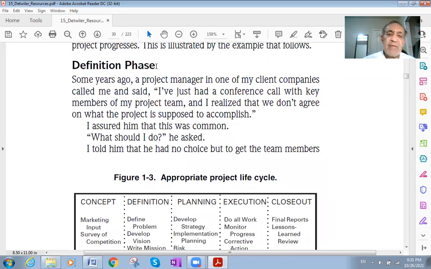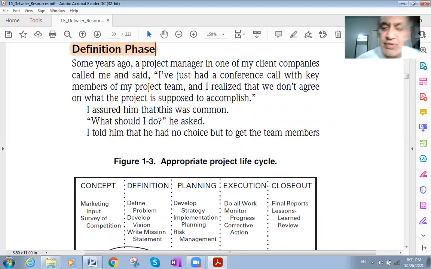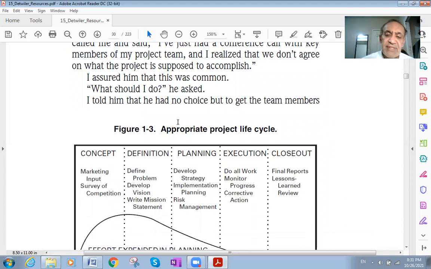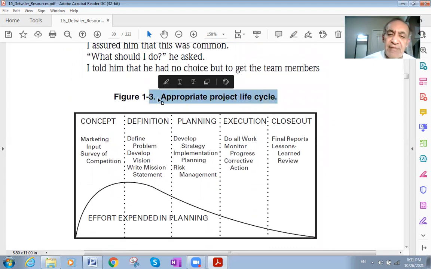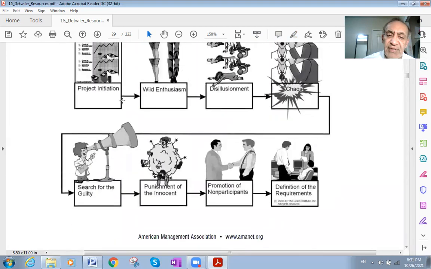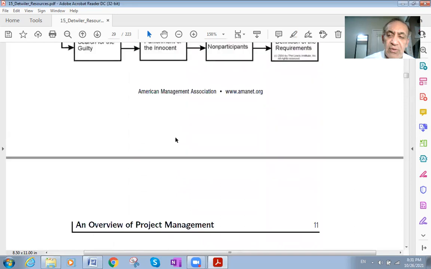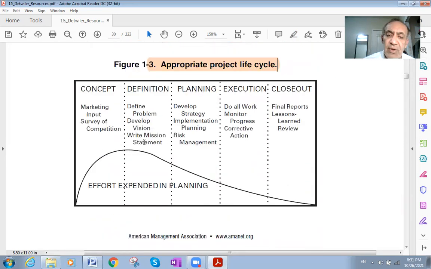This figure is very important because it includes the definition phases. Very, very important what we're doing here now. The first thing is the appropriate project life cycle, not like that troubled one which we saw just now. No, here we will work on the stages, which you'll find in any book. Some of them make it 4 stages, some make it 6, some make it 5. I believe 5 is very nice.